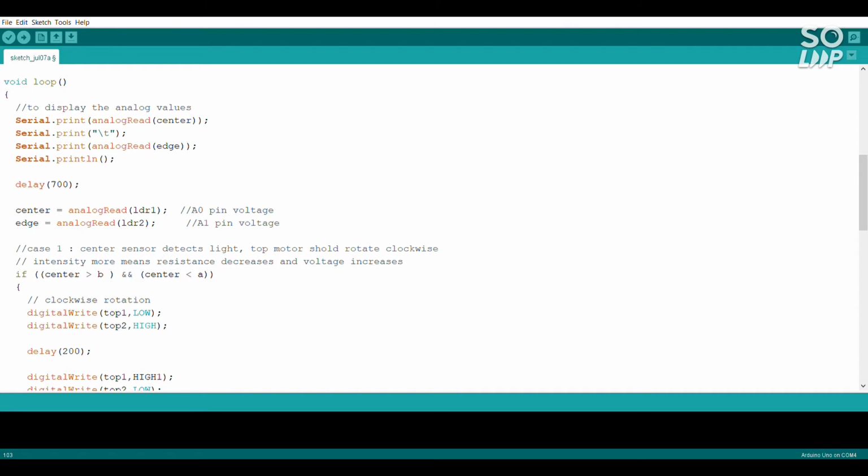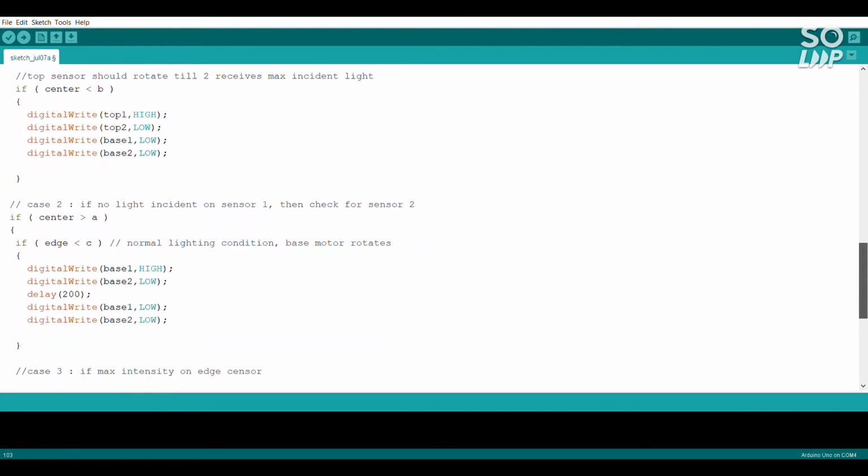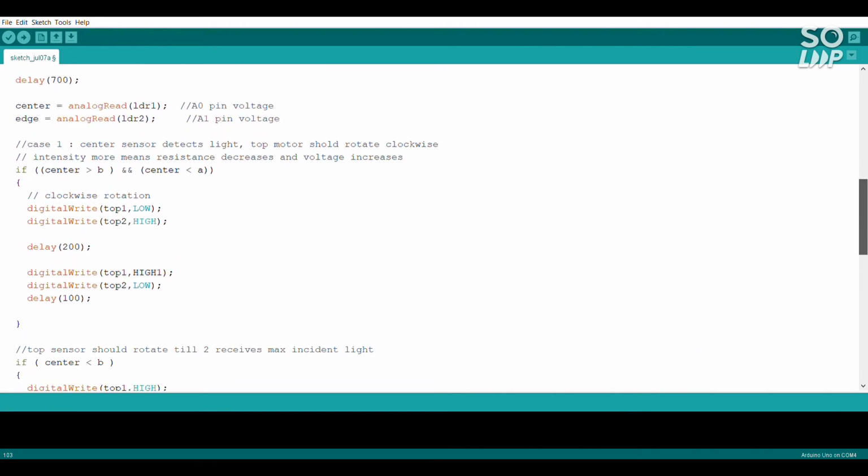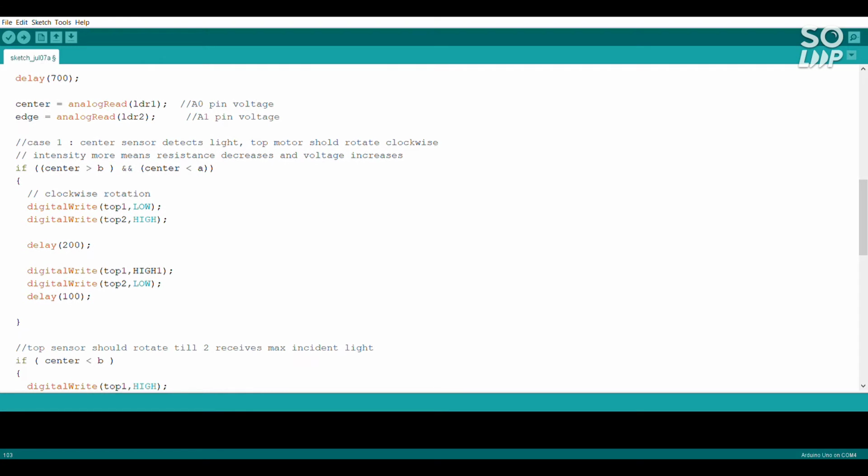Then we have given two cases for the motors and the sensors to detect the light. In the first case, the center sensor detects light and it is greater than the normal condition that we have declared previously in the variable A, and if the intensity at the center is more, then the top motor will rotate in the clockwise direction along the x-axis.